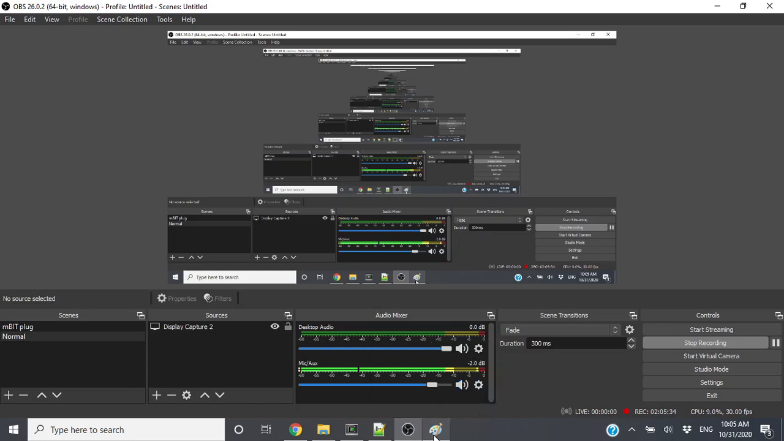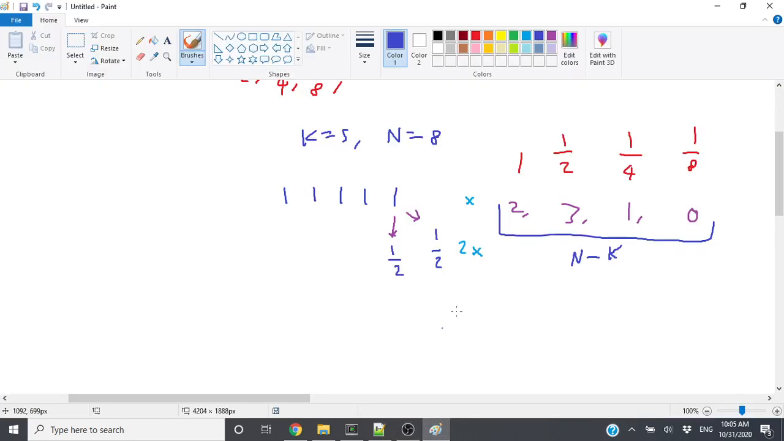So, a sanity check: this number can't be bigger than 2 times this one, which is to say, for all i, a_(i+1) is less than or equal to 2 times a_i, where a is this sequence. So these are the two conditions: the sum must be equal to n minus k, and a_(i+1) is less than or equal to 2 times a_i.